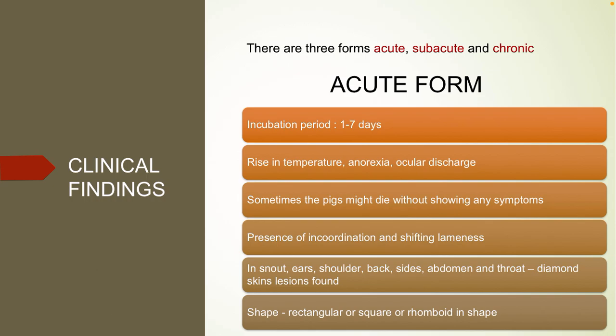Let us move on to the clinical findings of swine erysipelas. There are three forms of this disease, that is, acute, subacute, and chronic form. In the acute form, there is rise in temperature, anorexia, ocular discharge, sudden and unexpected death, febrile episodes, inappetence, and painful joints. The incubation period is 1 to 7 days. The skin lesions vary from generalized cyanosis to rhomboid urticaria lesions. It mostly affects growing and finishing pigs.